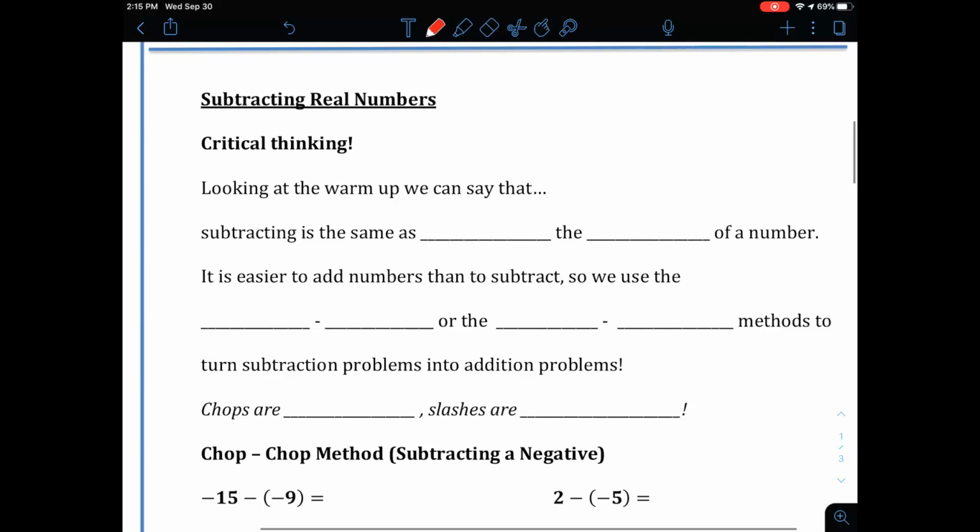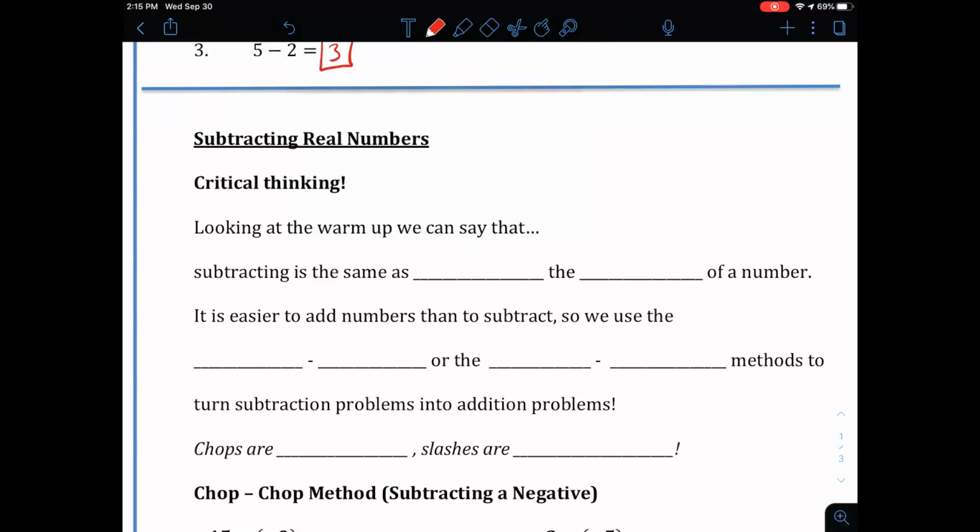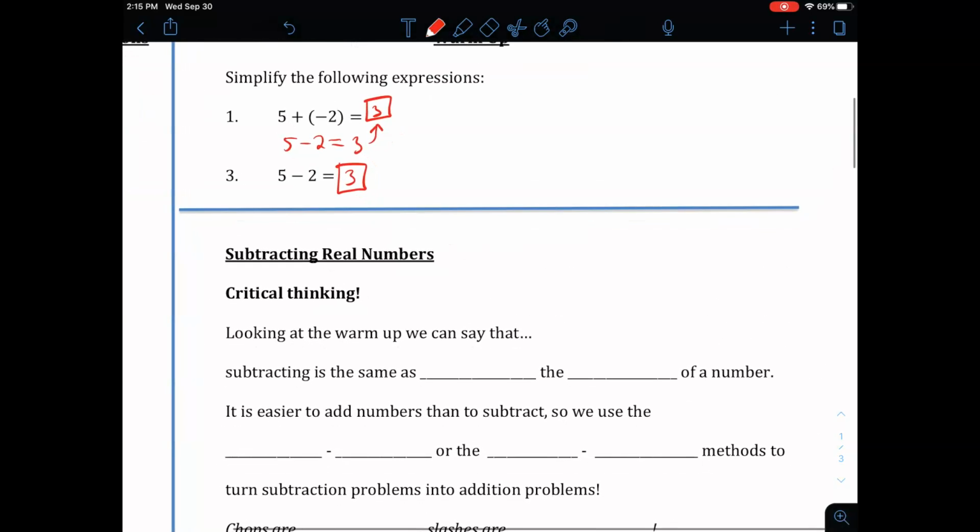All right, subtracting real numbers, critical thinking. It says looking at the warm-up, we can say that subtracting is the same thing as blank the blank of a number. So 5 minus 2 was the same thing as 5 plus negative 2. So it looks like instead of subtracting, we added. And then what's the relationship between 2 and negative 2? What kind of numbers are those? Those are opposites, right? So subtracting is the same thing as adding the opposite of a number. All right? Subtracting is the same thing as adding the opposite of a number. That's kind of a shortcut.